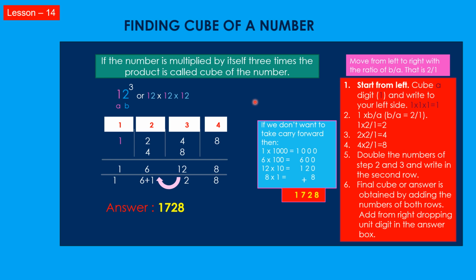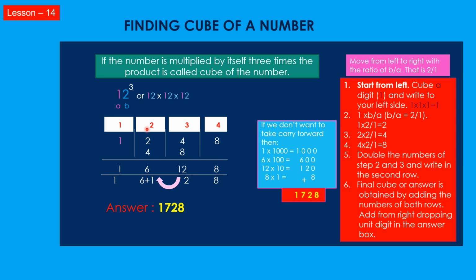But in Vedic math, there is a very simple method to cube the number 12. The first thing to keep in mind is to move from left to right with the ratio of b by a. Here b is 2 and a is 1. We do 4 steps here. In the first step, you just cube the digit a. Here a is 1, so cube 1 and write down 1.